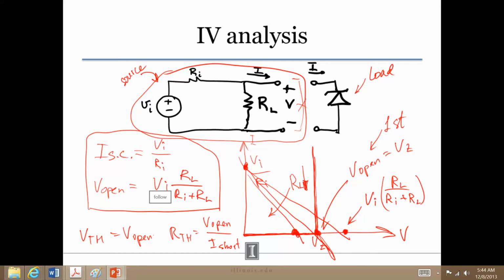So practice it. See it in all three ways, and I think you'll find that you know everything you need to know about the voltage regulator. Okay, thanks for sticking with it.